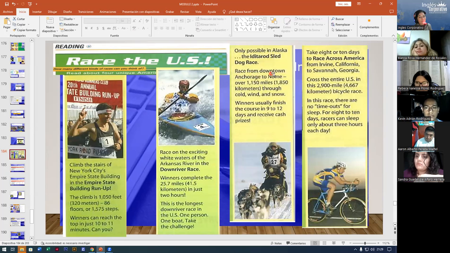So it says, race from downtown Anchorage to Nome over 1,150 miles equals to 1,850 kilometers through cold, wind, and snow. Winners usually finish the course in 9 to 12 days and receive cash prize.